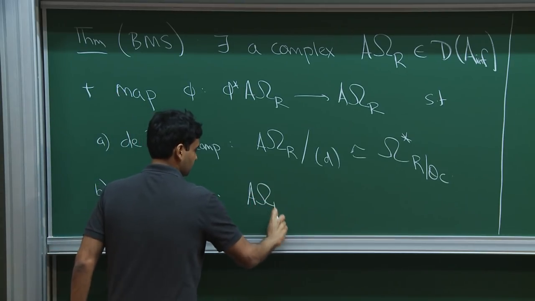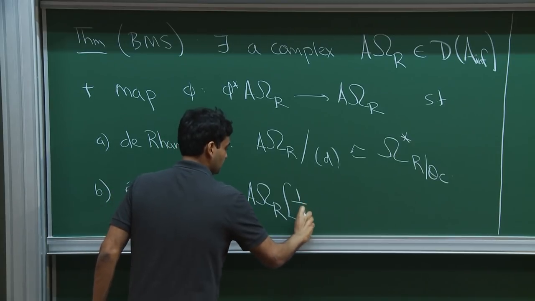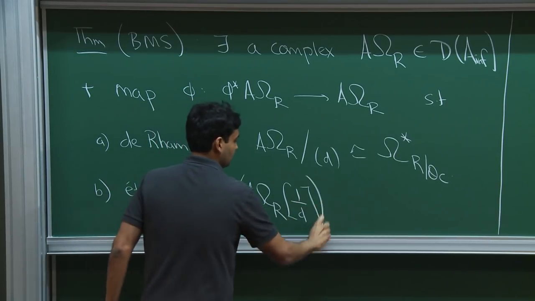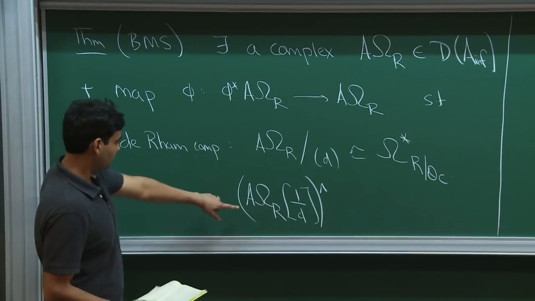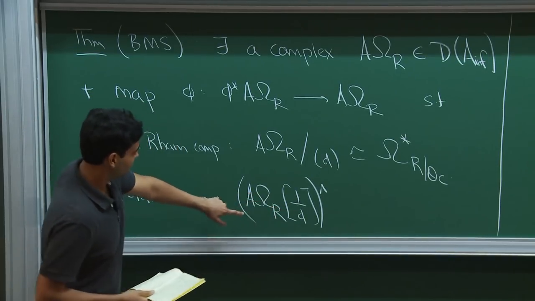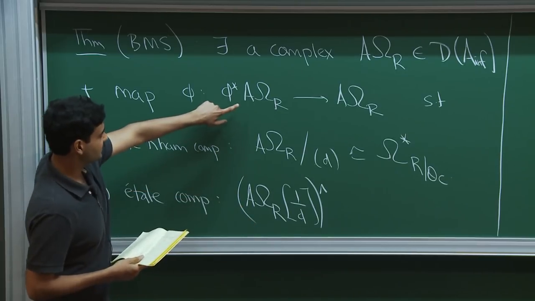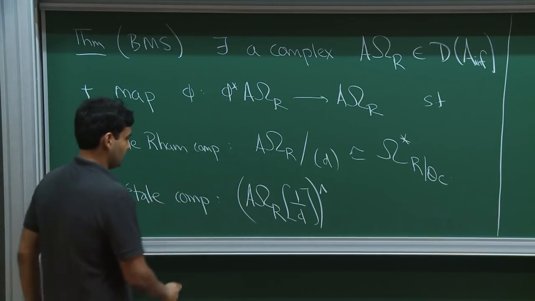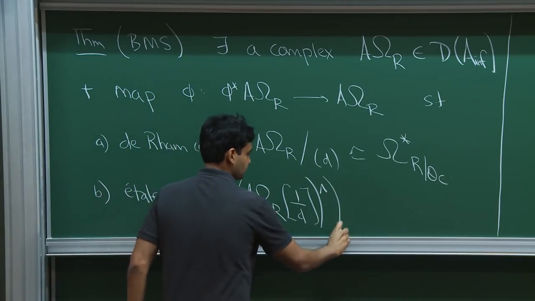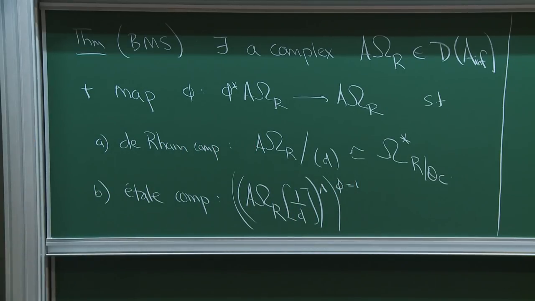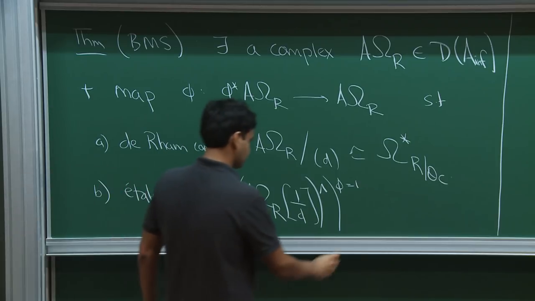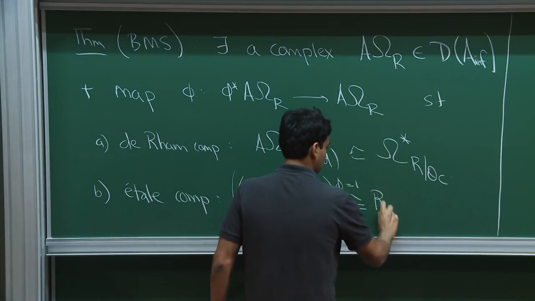And if instead of killing d, you invert d, you get something that is essentially étale cohomology. More precisely, you take AΩ_R, you invert d, you p-adically complete. And by virtue of, you have to think a little bit, but this object again acquires a Frobenius from the Frobenius over here. And so what I'm allowed to do is pass to Frobenius fixed points. And this is exactly the étale cohomology of the generic fiber.